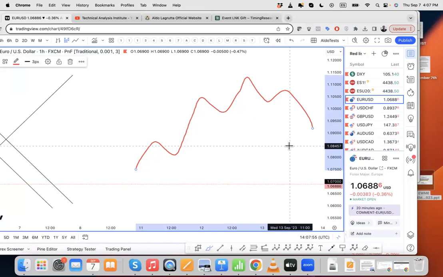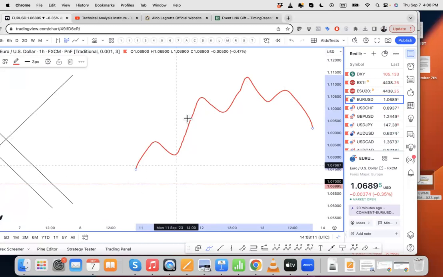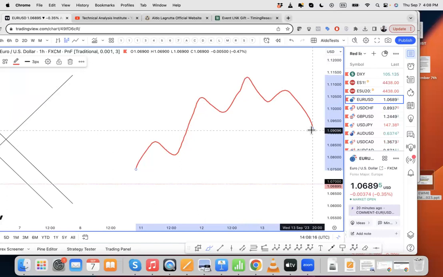I know that many of you have likely heard that the wave principle is extremely complex, obscure, and subjective. Those eight waves that you see in front of you, let's count them: 1, 2, 3, 4, 5, 6, 7, 8. Those eight waves summarize it all. That's all there is to Elliott wave. Five waves in one direction and three waves in the opposite direction. Simple, right?